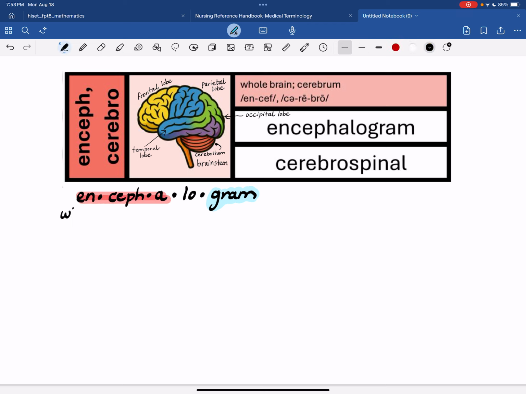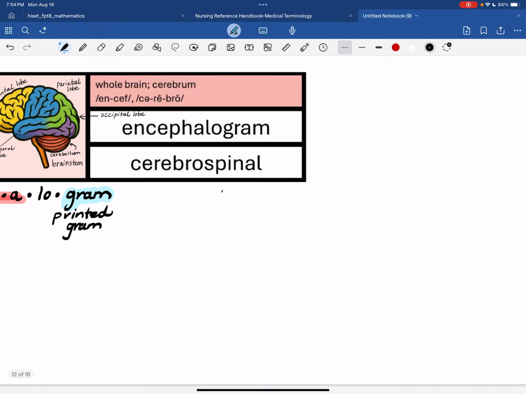Encepha refers to the whole brain. And a printed record goes with gram. An encephalogram generates a printed record of whole brain activity. So if you have a patient who is experiencing weird neurologic symptoms, you might do an encephalogram to see what's going on in that brain.